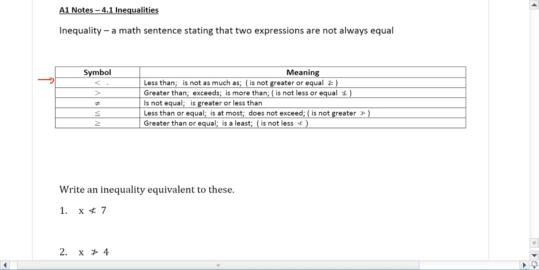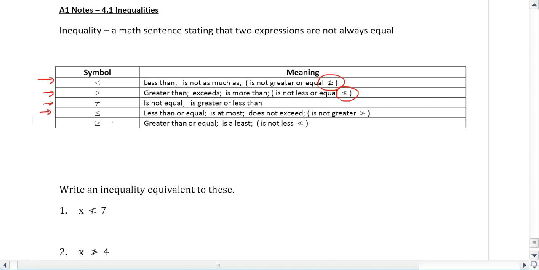So this first one, of course, is the less than symbol, which means less than, is not as much as, it is not greater or equal to. And please notice those symbols right here. When they're not greater than or equal to, or not less than or equal to, it's just a slash through it. The second symbol is greater than. It means it exceeds, it is more than, and it is not less than or equal. This symbol, an equal sign with a slash through it, means is not equal, and it means that it is greater or less than that number because it's not equal to that number.